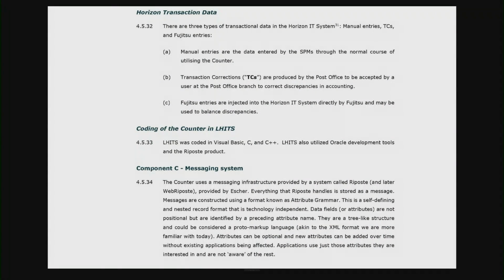You say that this was called Riposte, developed by Isha. And you say everything that Riposte handles is stored as a message. Messages are constructed using a format known as attribute grammar. And then this sentence, this is a self-defining and nested record format that is technology independent. When I first read that, I started thinking about my next summer holiday. Can you explain what you meant, please?